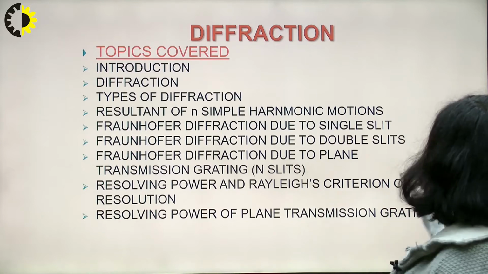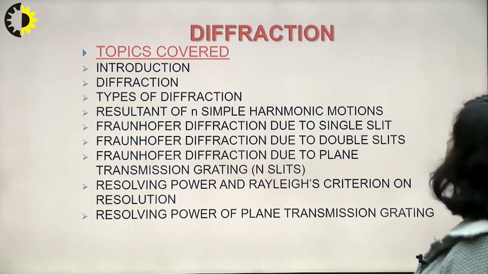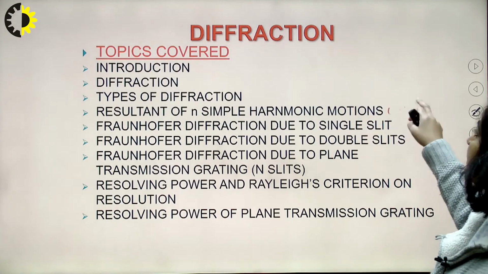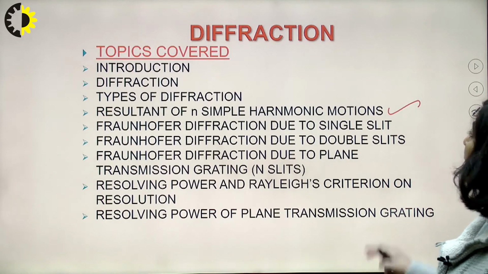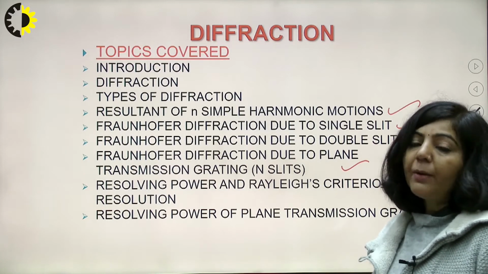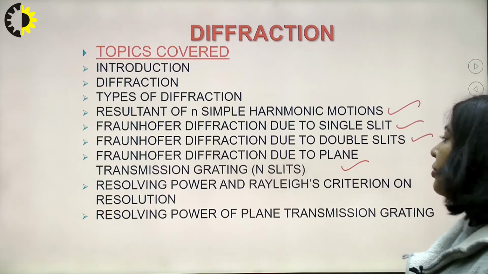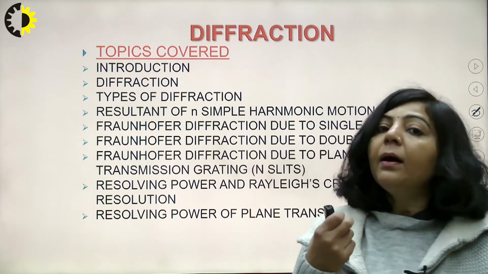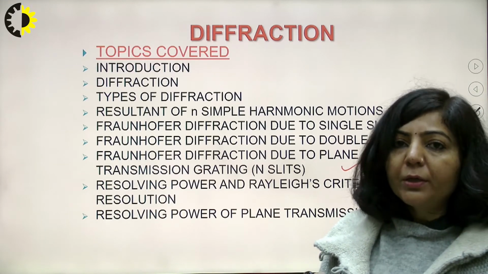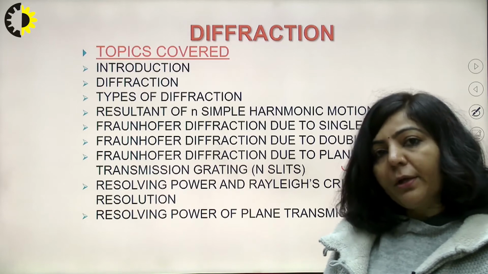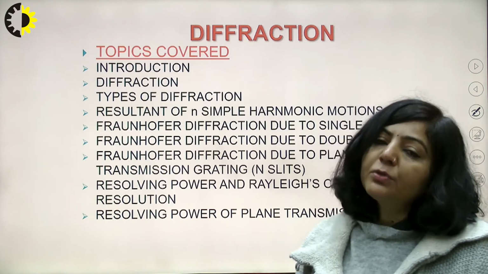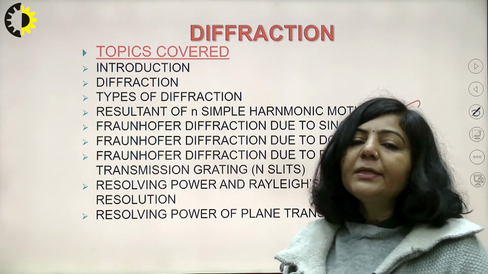We have already discussed the introduction of diffraction, then Fraunhofer and Fresnel diffraction, then the resultant of n simple harmonic motions. We have discussed single slit, double slit and n slit diffraction, which is also known as diffraction in a plane transmission grating. Now the topic for today's discussion is, in a plane transmission grating, in an n slit arrangement, what are the maximum possible orders which can be observed, what are the missing orders, what is the dispersive power, and what is the resolving power of a grating. So again in today's topic we are going to discuss the plane transmission grating, or you can say a diffraction grating.